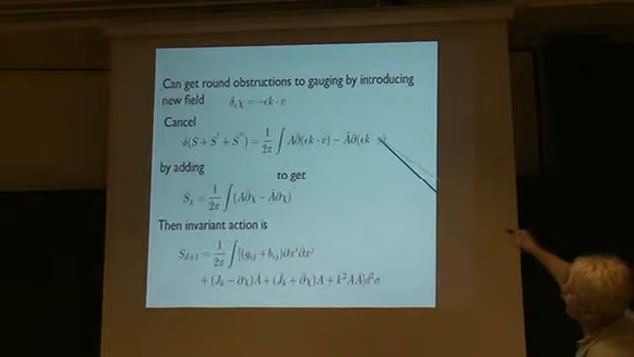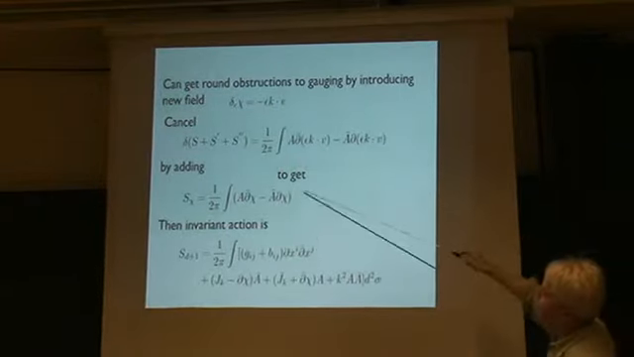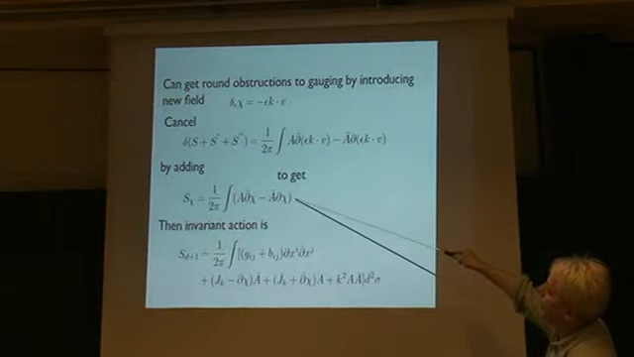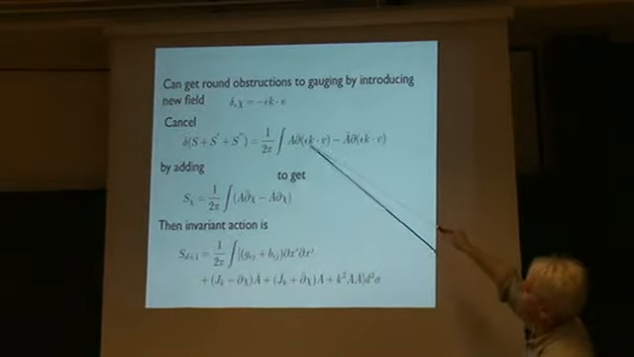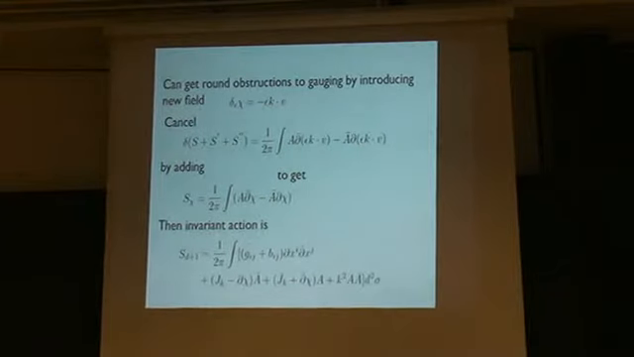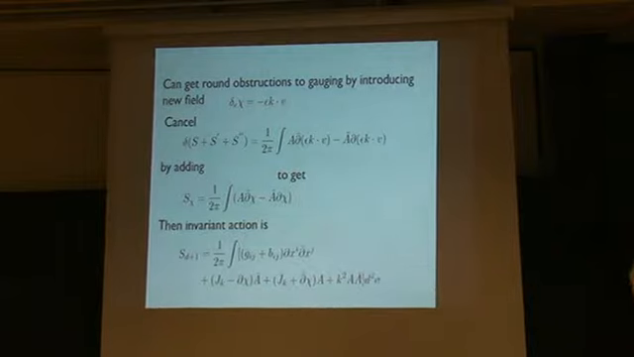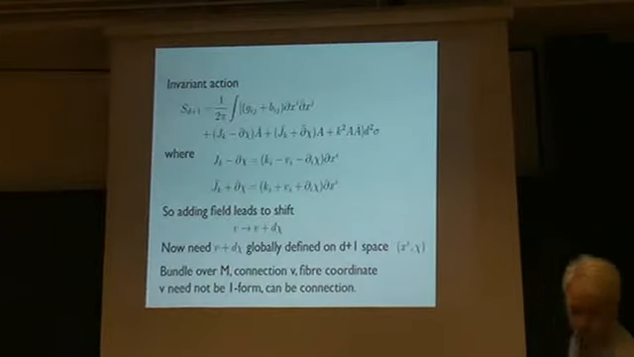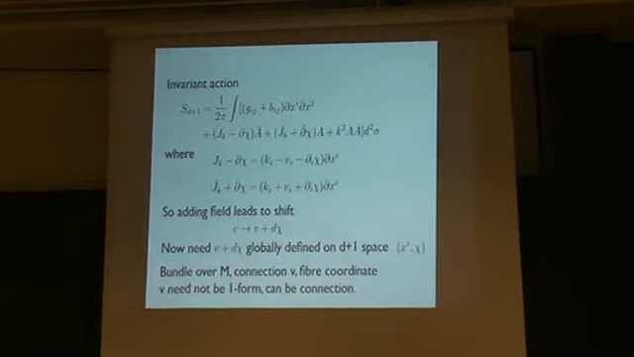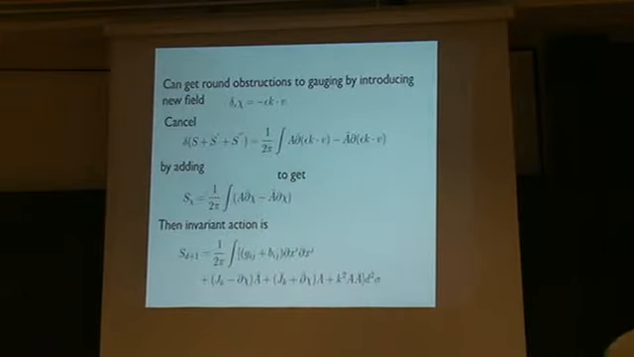But now, if we look at this variation, we can cancel this by adding this. The variation of this will cancel this variation with this variation of chi. And then we find that the invariant action we get, by adding all these up, takes this simple form. So maybe I should stop now.